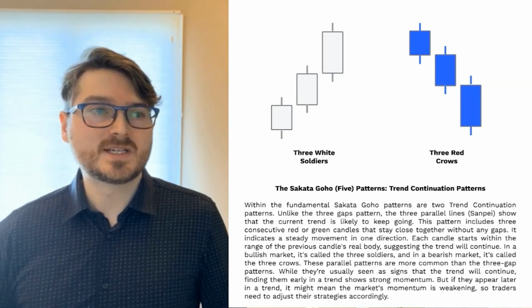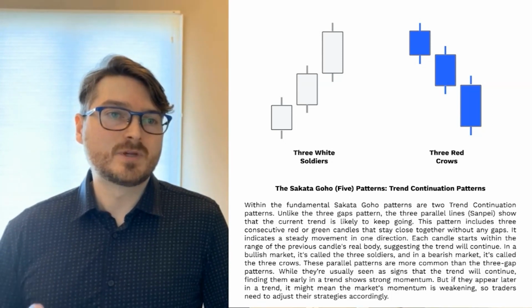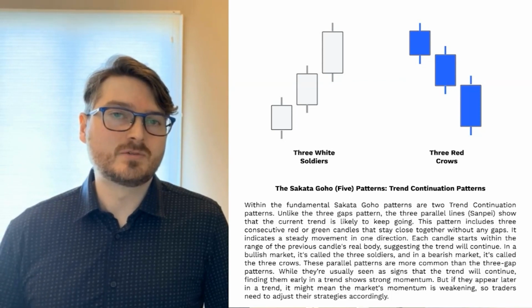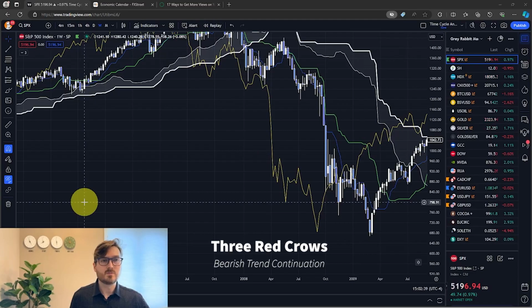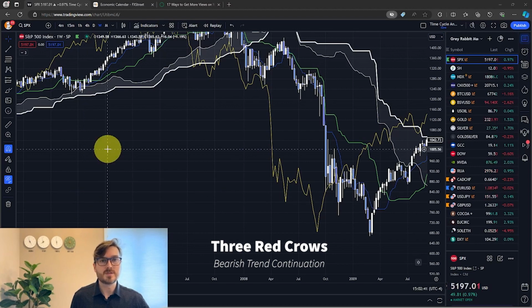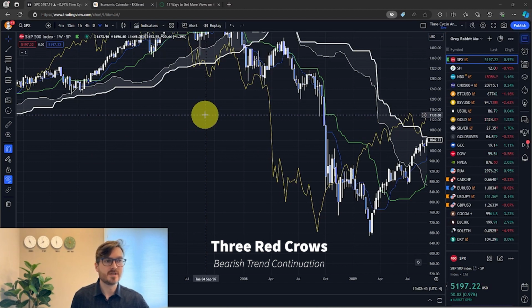Now guys, we're going to take a look at 3 white soldiers and the 3 red crows pattern on a real chart. Okay guys, we're going to start with 3 red crows bearish trend continuation pattern. So take a look on this chart and see if you can spot it. Feel free to pause. And now I'm going to turn my drawings back on.